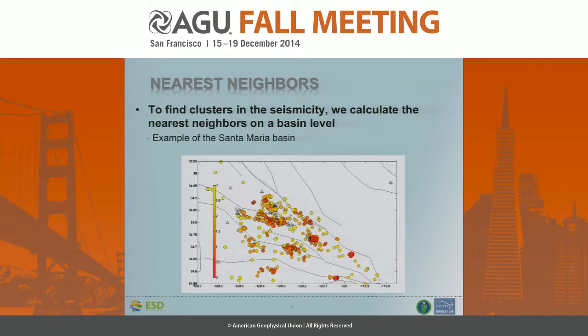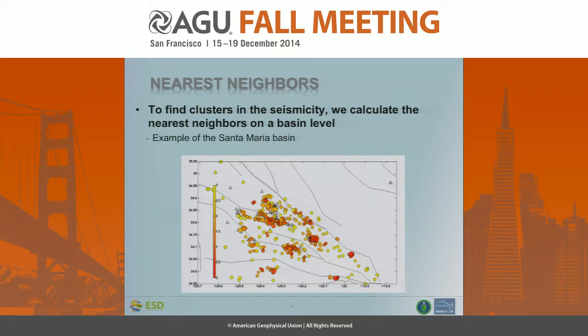And here, some of the statistical analysis we did is to find clusters. We calculated the nearest neighbors on a basin level. And here, this is presented based on the Santa Maria Basin. So this is the whole Santa Maria Basin, and those are all the events in the catalog.